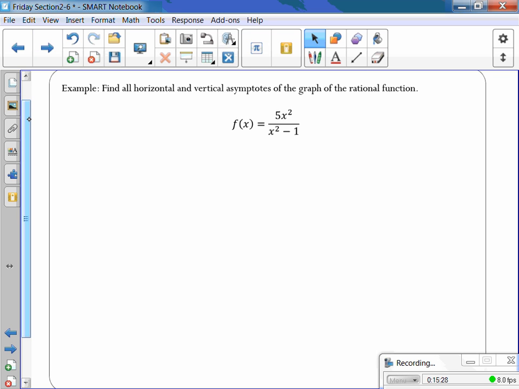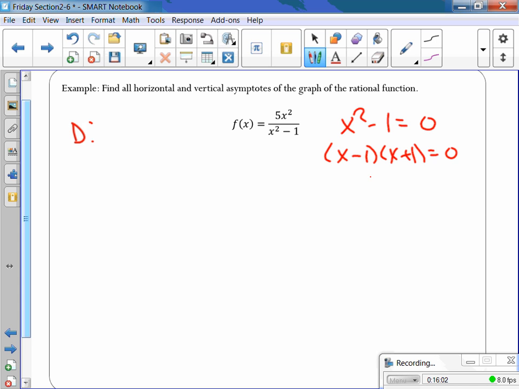First off, what is the domain? Except for one. 1 and negative 1. Yes. I mean to solve for x squared minus 1 equals 0, right? X squared minus 1 equals 0, we'd have 2. So my domain is all real numbers except for negative 1 and 1.